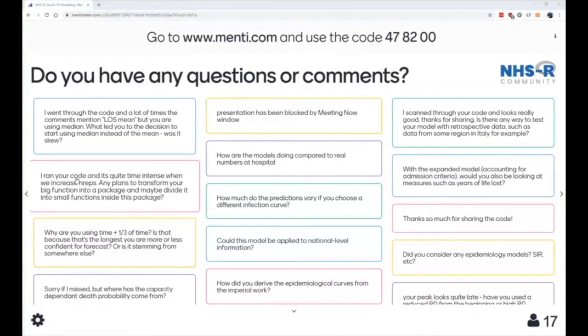So this next question: I ran your code and it's quite time intense when we increase the number of repetitions. Any plans to transform your big function into a package and maybe divide it into small functions inside this package? Yeah, that would definitely be something I imagine would be quite helpful to do. We're not planning that at the moment. I think we're mainly looking now, as I say, at extending this model to appreciate the admission criteria and the various what-if scenarios that we can do around that.